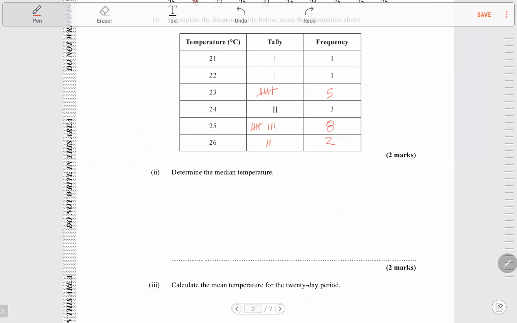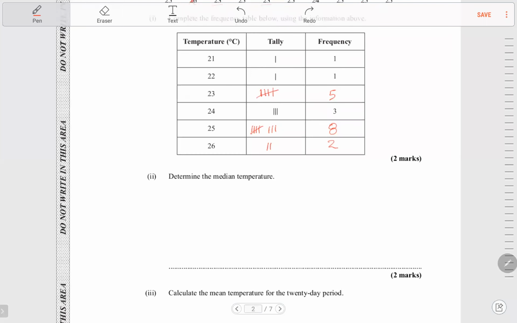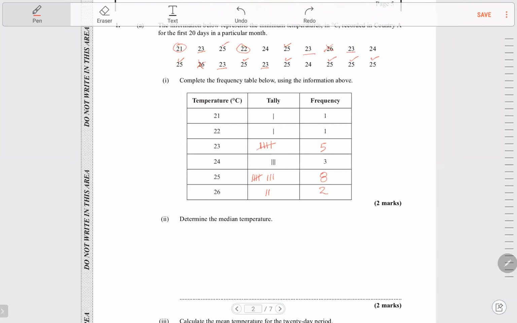Second part now says we have to determine the median. Now, there are 20 values. And since there is an even number of values, the median is going to mean that you have to add one value between the two middle values, which is the average of the two middle values. But how do you find the two middle values?